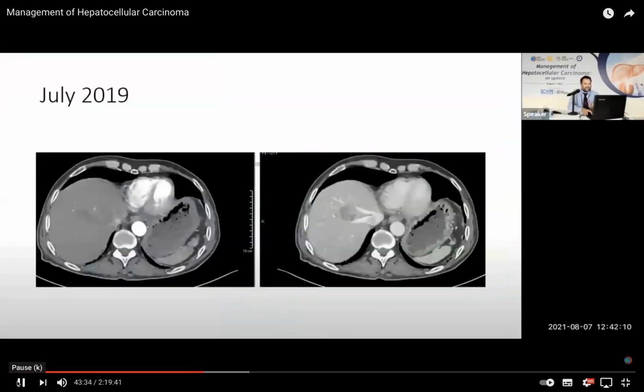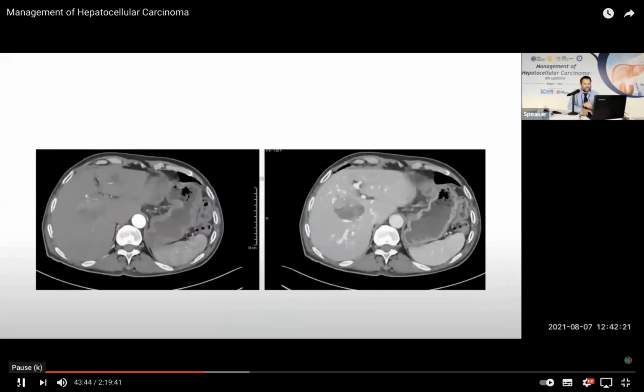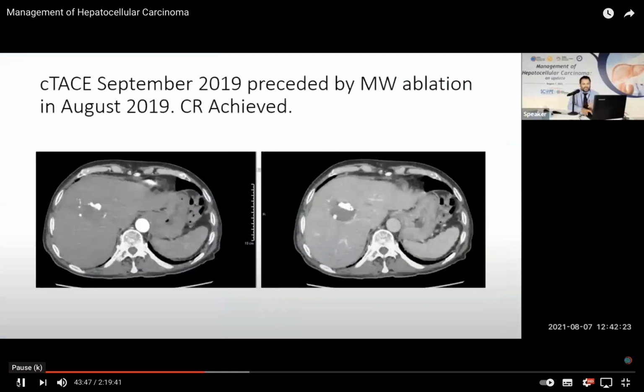Unfortunately, this is his initial presentation, and you can see this lesion sandwiched between the middle and right hepatic veins. This is the same patient going further down, and the same patient. I don't have images of his microwave ablation, but we did a microwave ablation, and then a few weeks later, we did a conventional TACE using lipiodol.